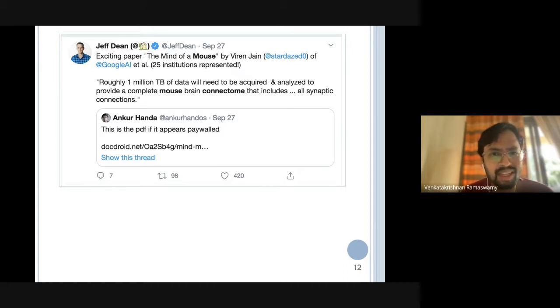And this was, I believe, last year, right? So they wrote this sort of position piece where they want to be able to provide a complete mouse brain connectome that includes all synaptic connections. Okay, so now you may be a bit confused because Jeff Dean is from Google, as you know. So what is Google doing here?